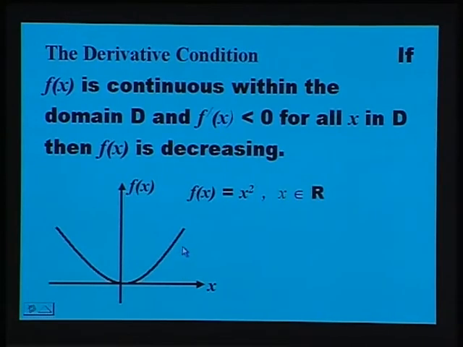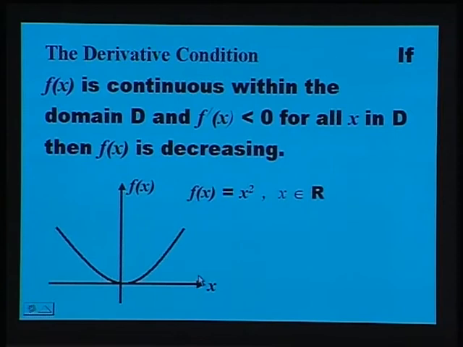Is f(x) a decreasing function for all x in the domain which consists of all real numbers? No, because we find that for positive values of x, f(x) is rising, whereas for negative values of x, f(x) is falling. It is clear that f(x) would be decreasing for negative values of x, but f(x) would be rising for positive values of x.